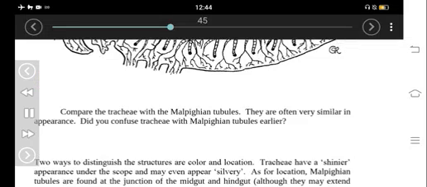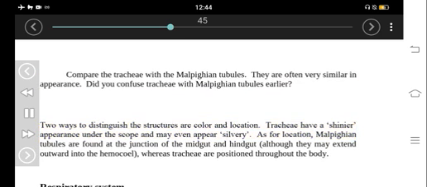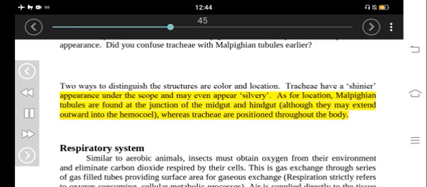Compare the tracheae with the Malpighian tubules. They are often very similar in appearance. Did you confuse tracheae with Malpighian tubules earlier? Two ways to distinguish the structures are color and location. Tracheae have a shinier appearance under the scope and may even appear silvery. As for location, Malpighian tubules are found at the junction of the midgut and hindgut, although they may extend outward into the hemocoel, whereas tracheae are positioned throughout the body.